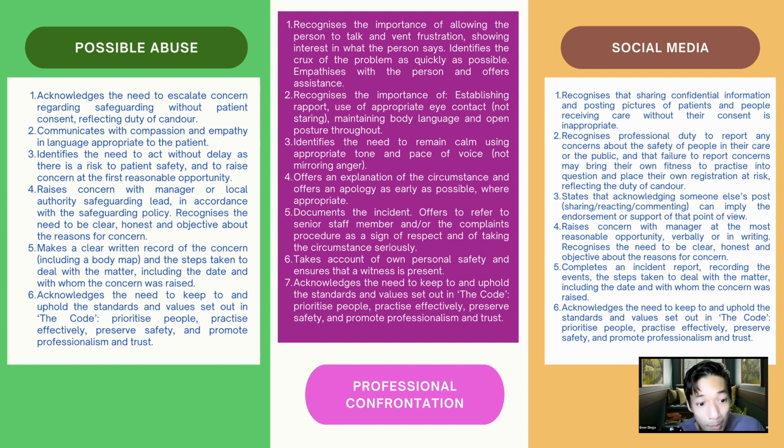Okay, let's say you encounter a possible abuse, of course, you have to alert your senior staff nurse or your manager, and of course, the safeguarding team. Okay, because can you imagine the patient is vulnerable, at risk of physical, mental, emotional abuse. Okay, so number four, you have to raise concern with your manager or local authority safeguarding lead in accordance with the safeguarding policy, recognizing the need to be clear, honest, and objective about the reasons for concern. Of course, you have to be objective. Try to avoid bias.